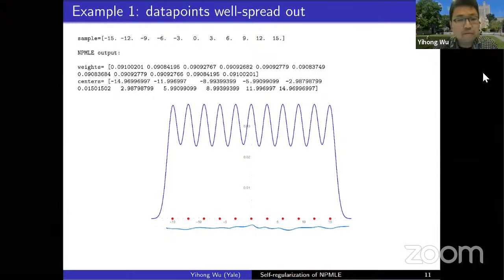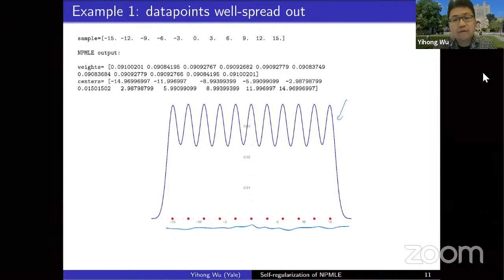So if you run the program, the result will actually be 11 components. This blue curve is the fitted density. So indeed, it has 11 components, and the modes of this fitted mixture are very close to the observations that you see.